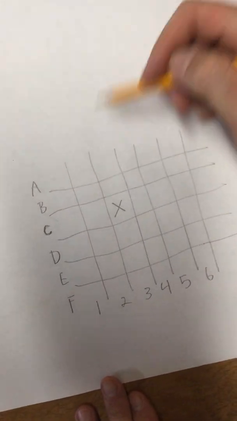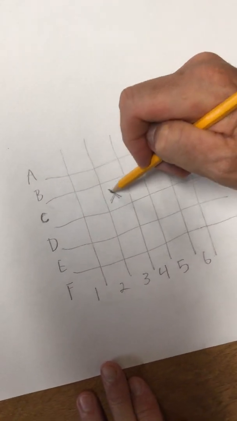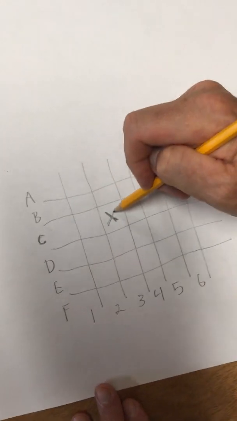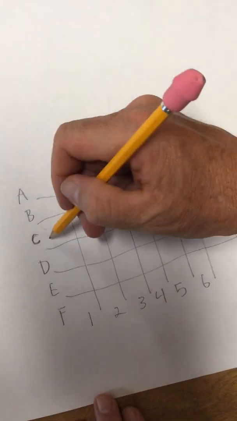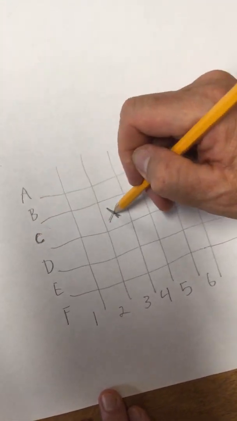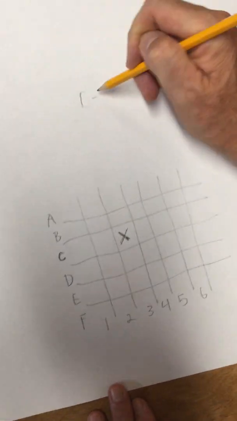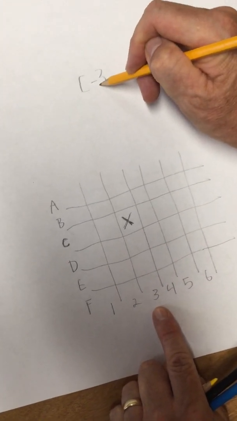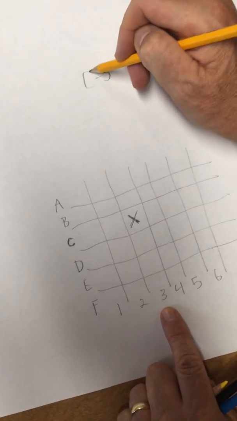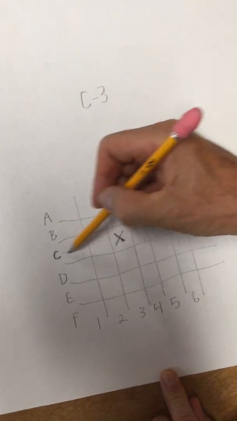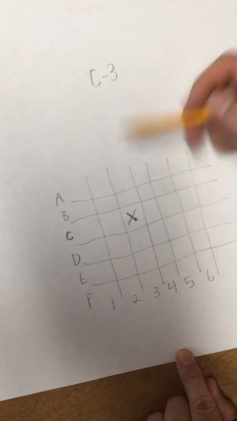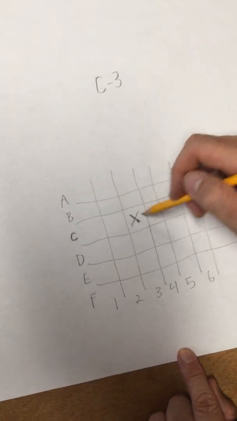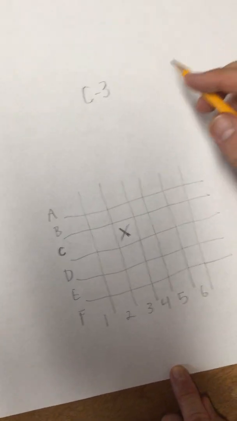Let me try to think of the words. They call these, well, anyway, we'll discuss that as we go. But this would be C-3. B-3. Okay, you see how it corresponds with the C and the 3. Oh, that's called a coordinate. I just remembered the word coordinate.